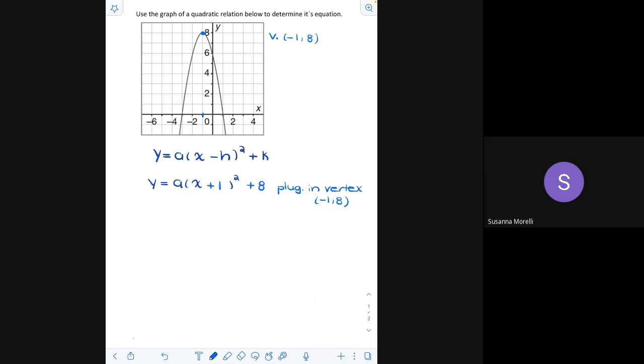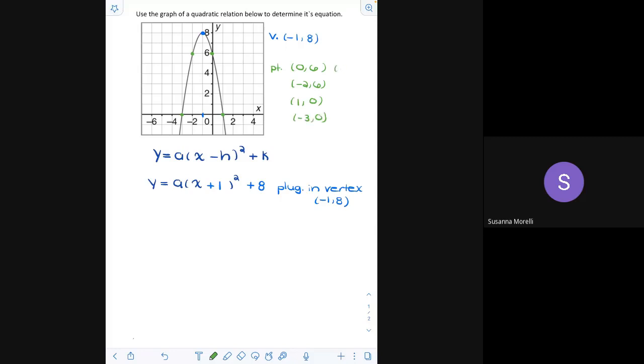Okay, now we need a point on the parabola. It could be any point that lies on the parabola that we could find. So in this case, we could use the point 0, 6. We could use this point, which is -2, 6. We could use this point, which is 1, 0. Or we could use this point, which is -3, 0.